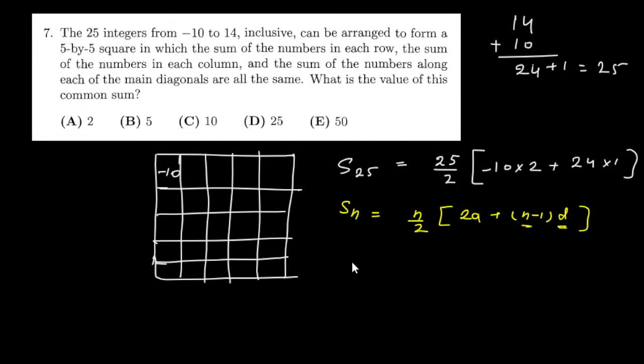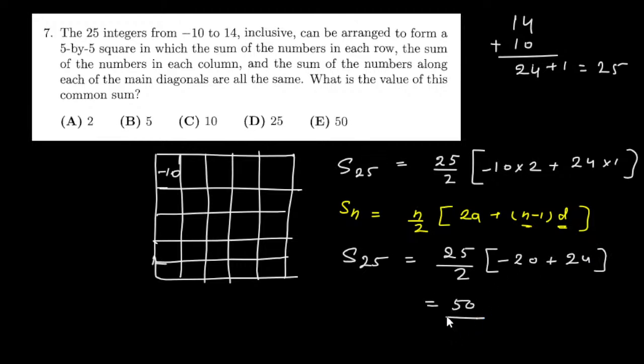This will give me S25, the sum of all these 25 terms, equals 25 divided by 2 times minus 20 plus 24. So minus 20 plus 24 is 4, 4 divided by 2 is 2, so this sum is 50. Now the total sum is 50. So for each column, the sum is 50 divided by 5, that is 10. The sum along each column is going to be 10. Similarly, the sum along each row we can arrange as 10. So this 10 is your answer.